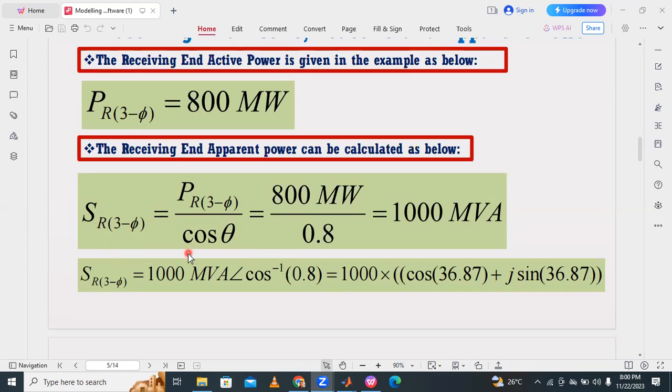This apparent power can also be written in the form of an angle, and it is a combination of active and reactive power. S is equal to P plus jQ, active power plus j into reactive power. So this apparent power is equal to 1000 megavolt ampere, or taking the angle, 1000 at an angle of cos inverse of 0.8. That is equal to 1000 into cos theta plus j sin theta.